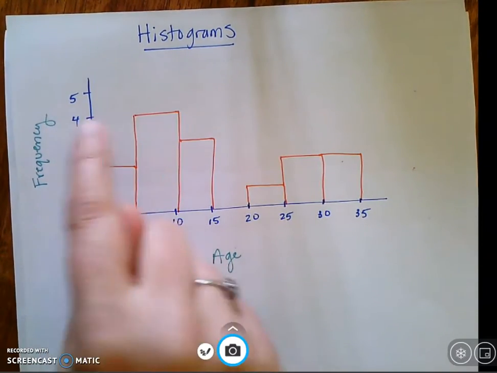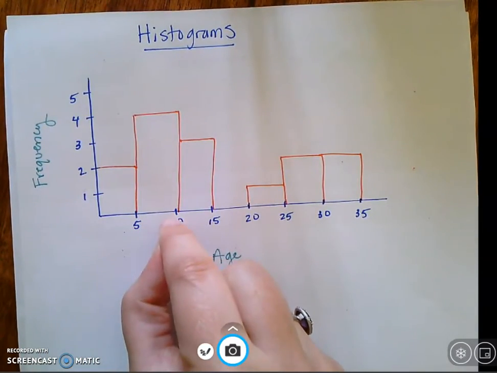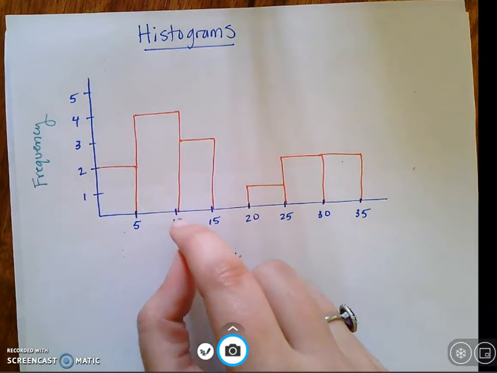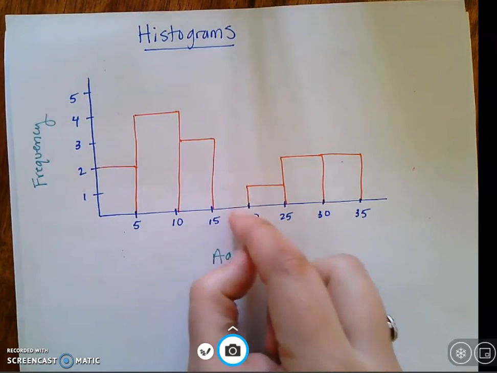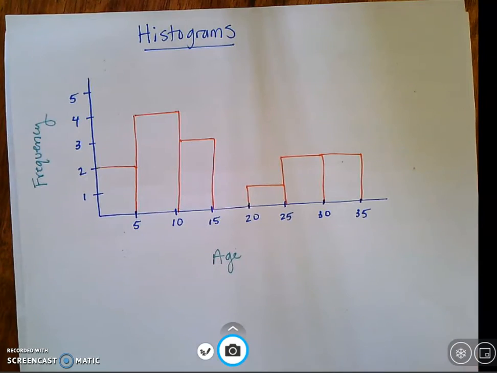That's 2 people. 4 people are from 5 to 9. 3 people are from 10 to 14. Nobody is from 15 to 19, etc. So that is how you read a histogram.